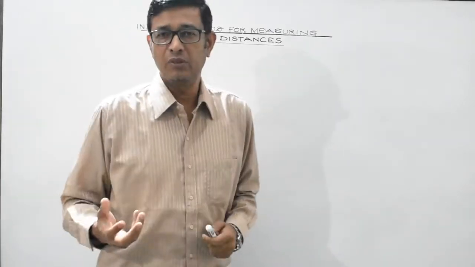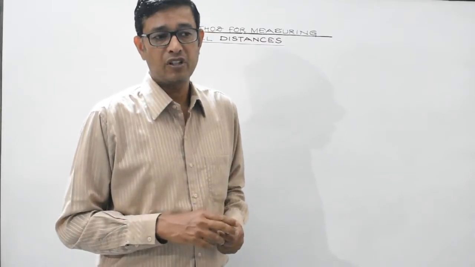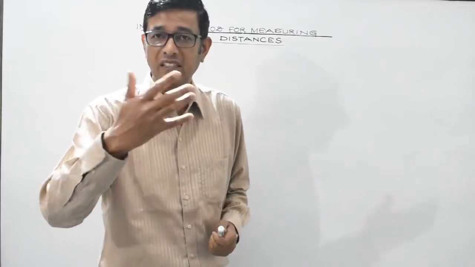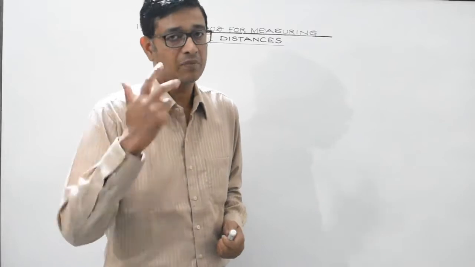There are some instruments available to us, like the electron microscope, which can measure distances of the order of atomic distances, of the order of 10⁻¹⁰ meter, right? But let's discuss some indirect methods.